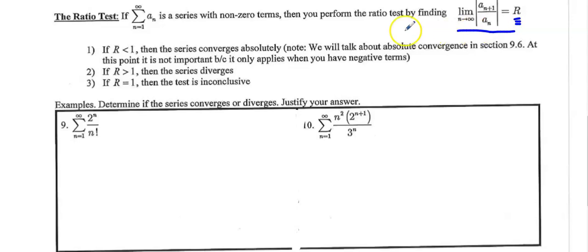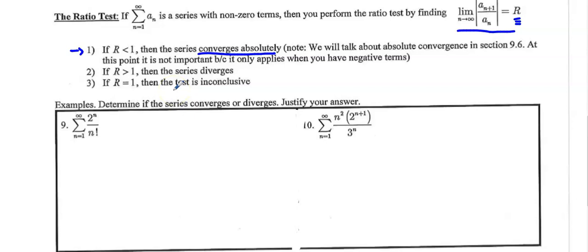If the limit actually exists and the value is less than 1, just like a geometric series, then the series will converge absolutely. When I talk about the alternating series test, I'll talk more about what absolutely means versus converging conditionally. If the r, when we take the limit, is greater than 1, then the series will diverge. And if it's equal to 1, then the test is inconclusive. That basically means that we didn't use the right test.